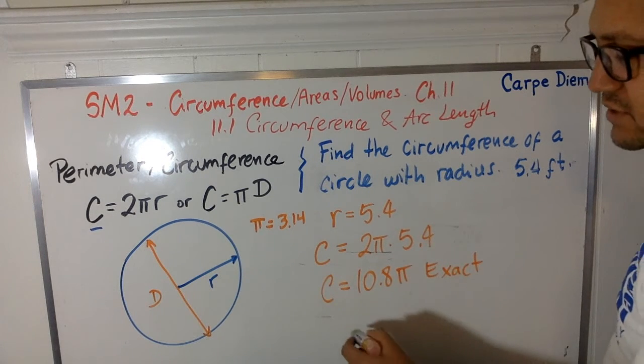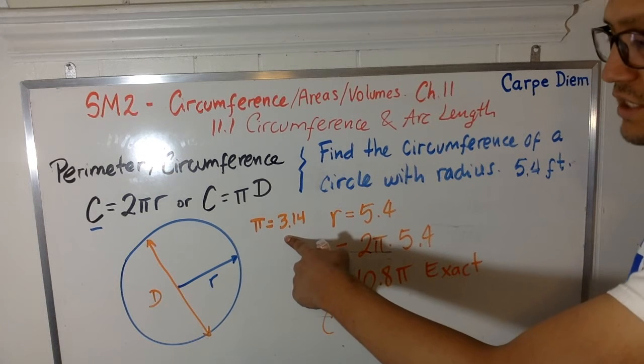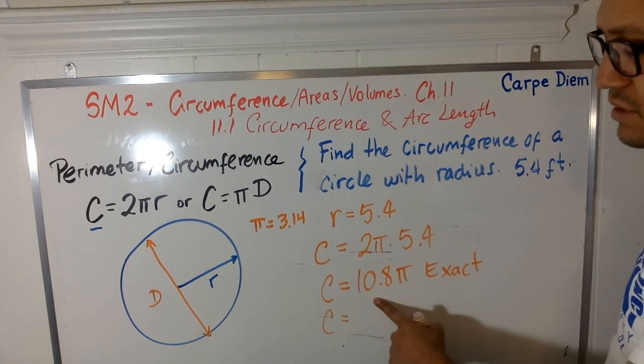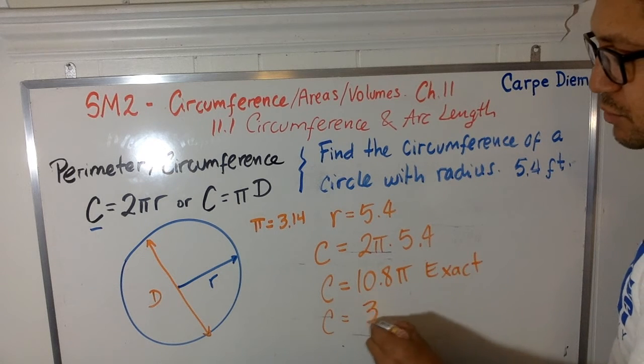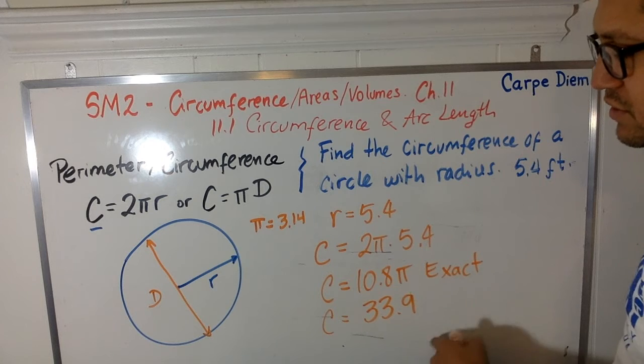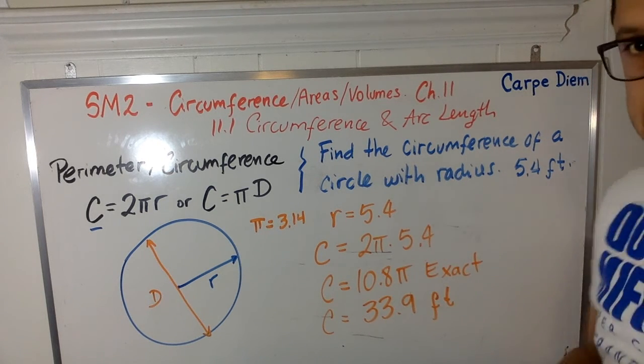But if you want to give an estimate of that, you are going to use 3.14, and when you multiply 3.14 by 10.8 and round it to one decimal place, that is going to be 33.9 feet, the circumference of that circle. That's it.